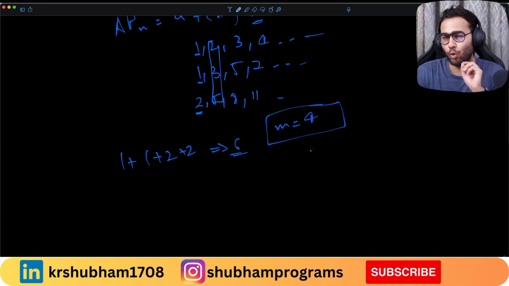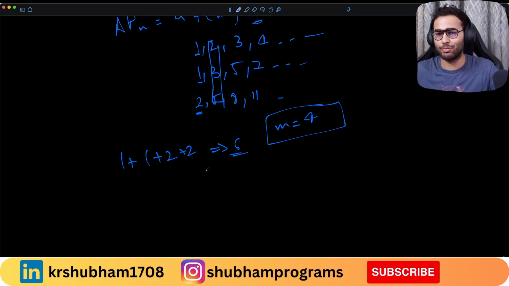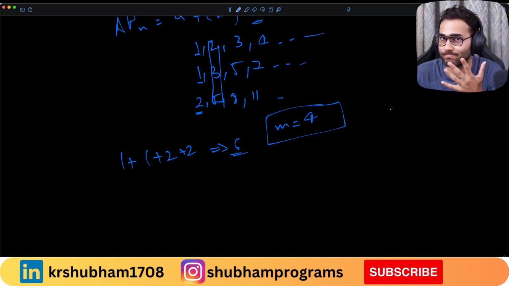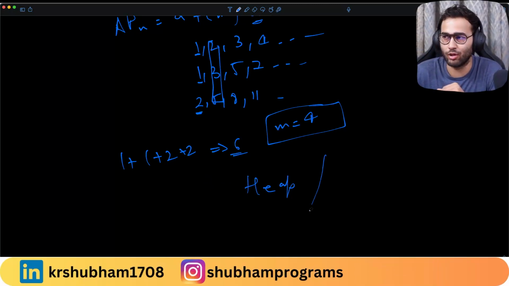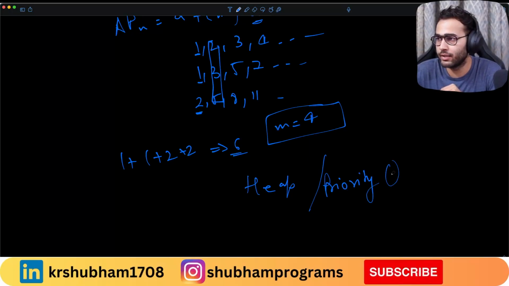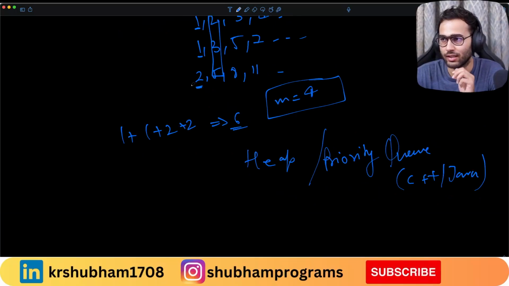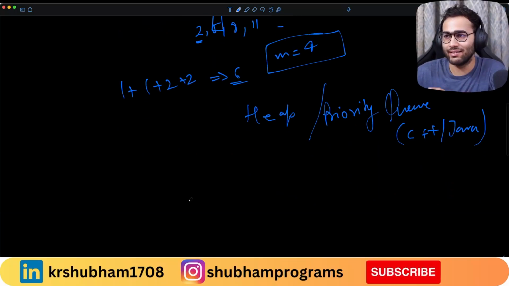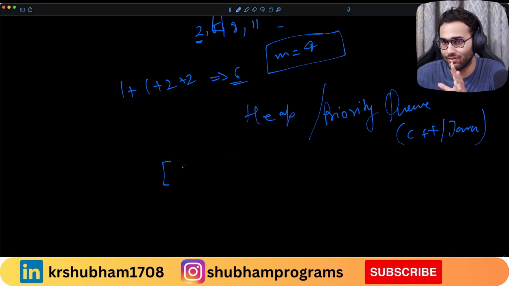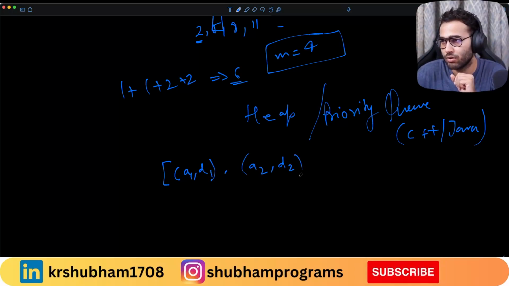So what is one data structure that can easily give me the minimum value that is present in the structure at any given point of time? Heap, right? Heap, also implemented as priority queue in C++ and Java. In Python, it's called heapq. So this is the data structure, and this is the idea. So what we will do is, inside our priority queue, we'll insert, let's say, a tuple, something like the first term, comma, the common difference: A1, D1, A2, D2, A3, D3. All right. So we'll insert this.